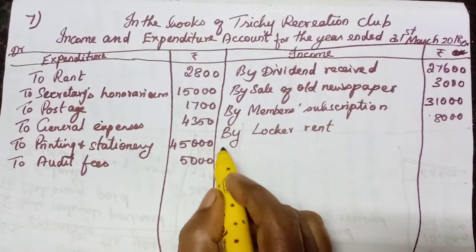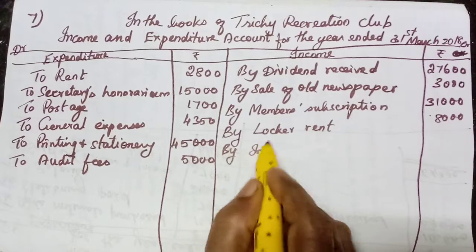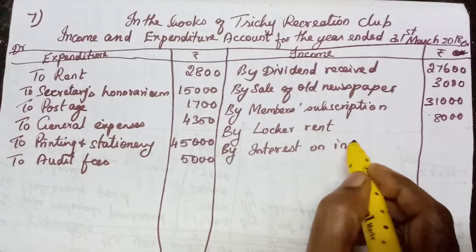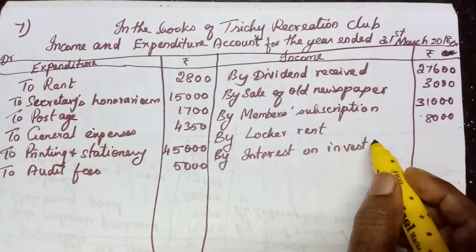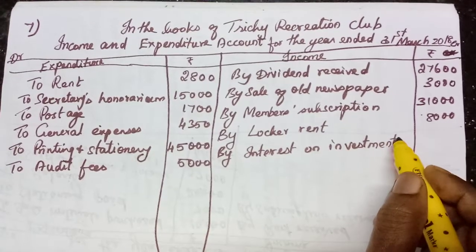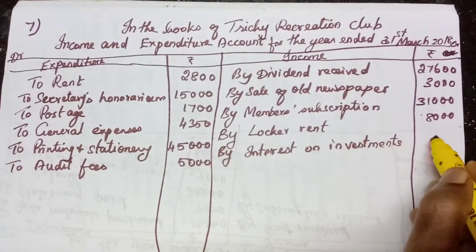Interest on investments. All these are revenue items. Sale of investment is capital income, but interest on investment is revenue income. So we can write 1,250.